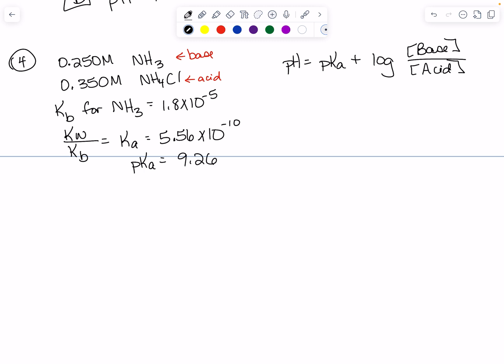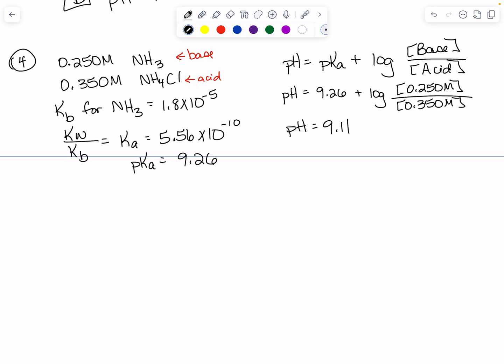And so we're ready to plug in. The pH is equal to 9.26 plus the log. The base is the 0.250 molar. The acid is the 0.350 molar. So the pH is 9.11.